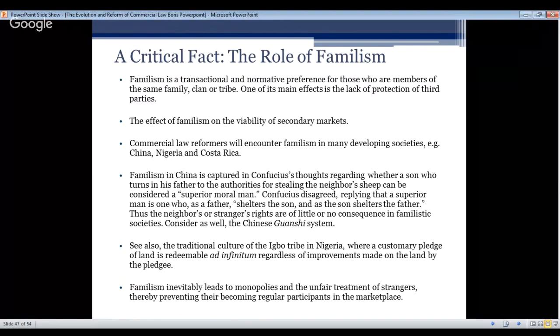Then another critical element, fact, that must be taken into account in the writing of these laws is the role of familism. Curiously, the more work we did across the world, the more we found that there were elements in common in these developing nations, which were cultural components, but had a very direct impact upon the law. And the most important of them was familism, defined as normative preferences for those who are members of the same family, clan, or tribe, and its effect is a lack of protection for third parties. I would also add that its effect is a total distrust of strangers.